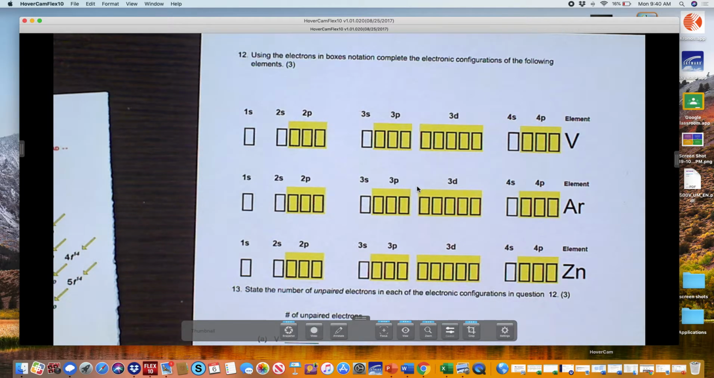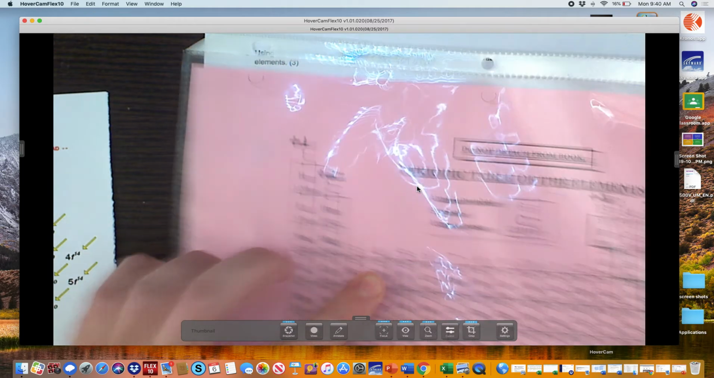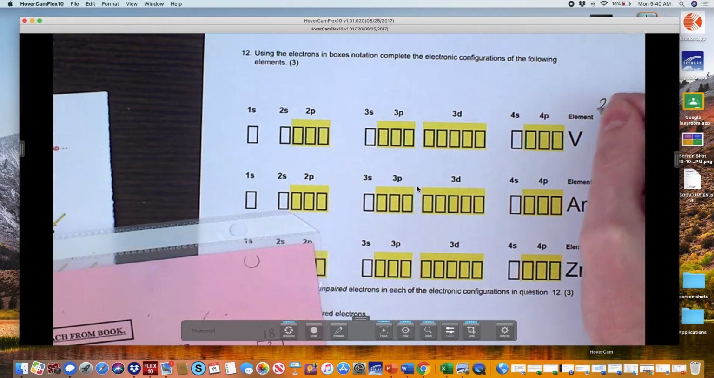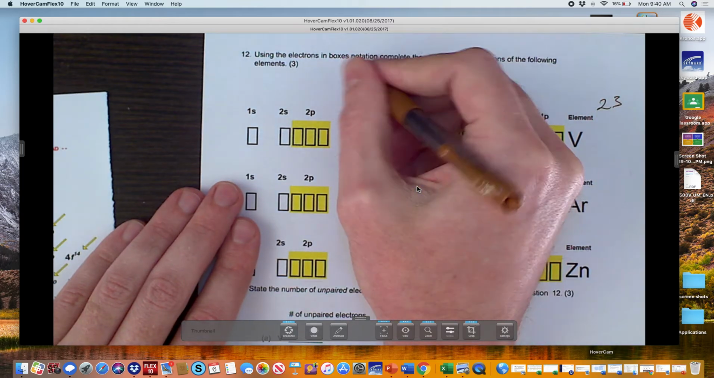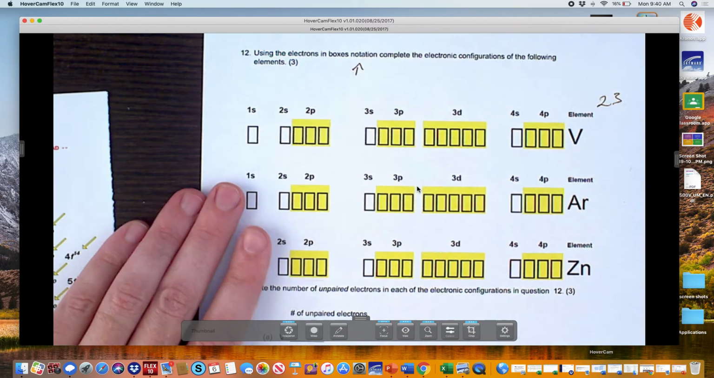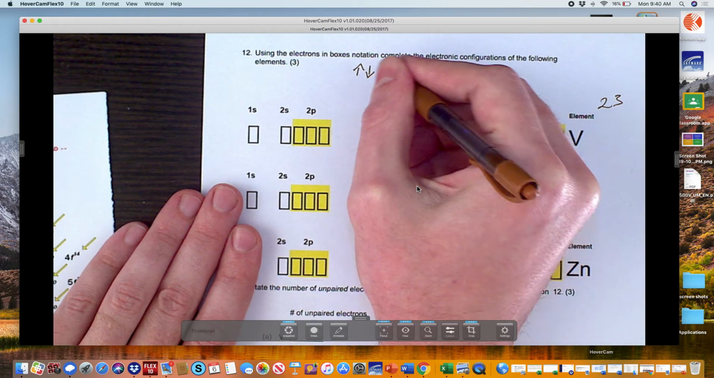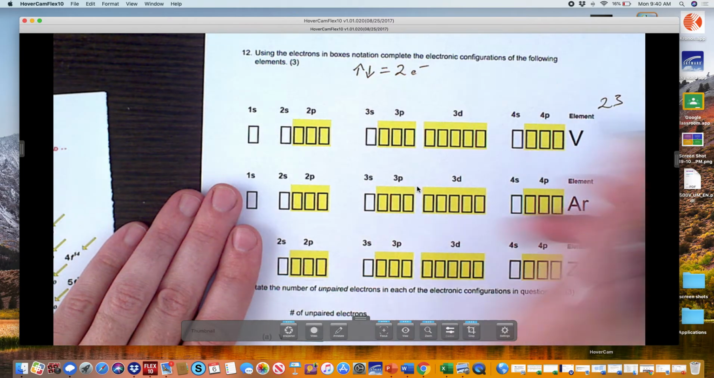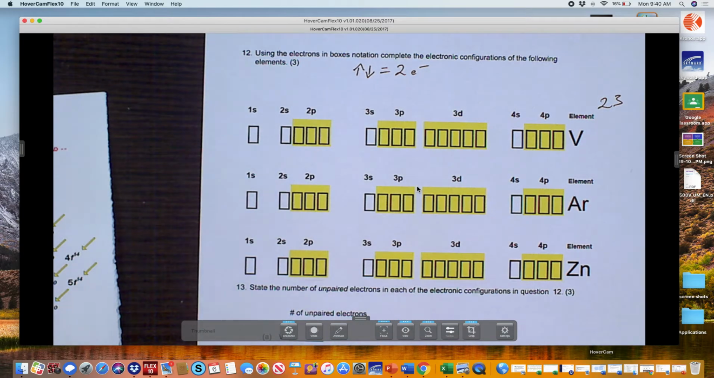So, for example, vanadium has 23 electrons. Okay, so 23, and we're going to show these electrons filling their suborbitals as a pair. A set of up arrows and down arrows. So this equals 2 electrons. This is electron 1 and electron 2. And they do this thing where they spin in opposite directions.